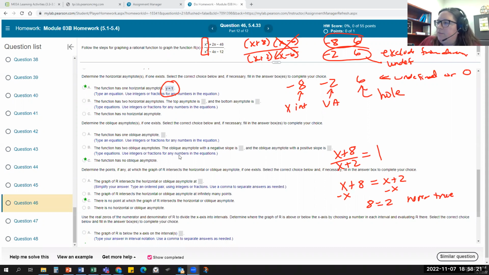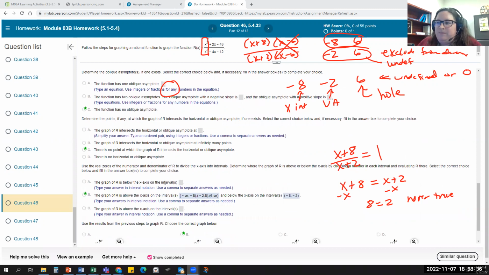Often, when you have more than one vertical asymptote, there will be an intersection with the horizontal or oblique asymptote somewhere in between those vertical asymptotes. So it does happen. It's not super rare for that to happen, so I think it's worth doing that process.